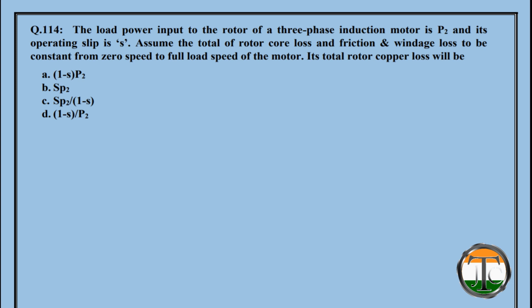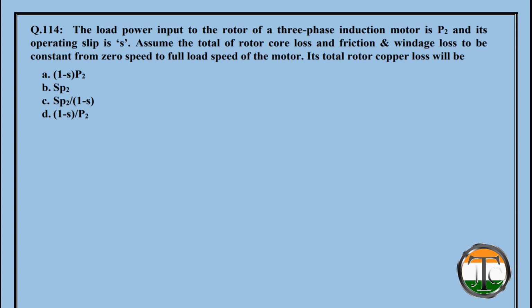So the next question is 114. The total power input to the rotor of a 3-phase induction motor is P2 and its operating slip is S. Assume the total rotor core loss and friction and winding loss to be constant from 0 speed to full load speed of the motor. Its total rotor copper loss will be: option A is 1 minus S P2, option B is S into P2, option C is S P2 by 1 minus S, option D is 1 minus S by P2.